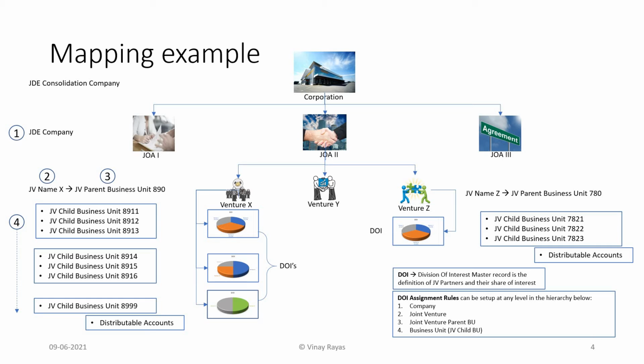As such, say, for example, in case of JVZ, which has single DOI applicable, the rule can be defined at the JV parent business unit 780 level. Whereas, in case of JVX, DOI assignment rules would be defined at the JV child business units, as needed.